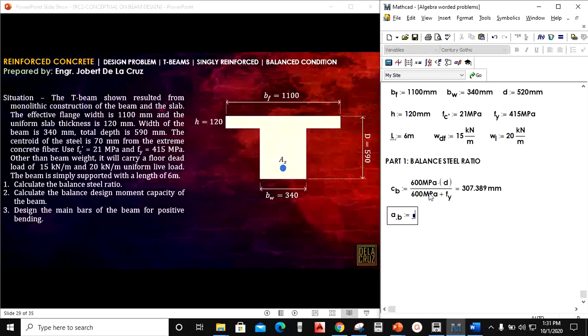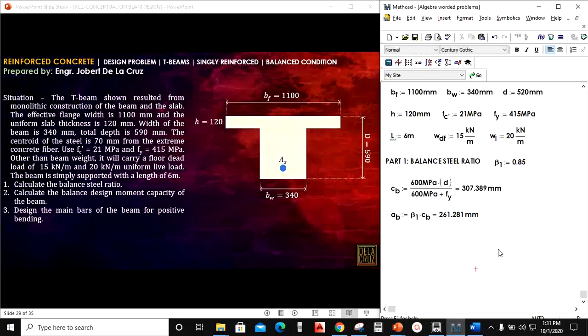And that is, take note, that is beta 1 times, of course, that should be C balance. Na ano yung beta 1 natin? Okay, by the way, beta 1 should be here 0.85. Okay, that is because our FC prime, which is 21 MPa, is lesser than 28 MPa. Okay, so take note of that. May code akong pinakita dito on our previous lecture. Okay, so by this, we can calculate our balance A.